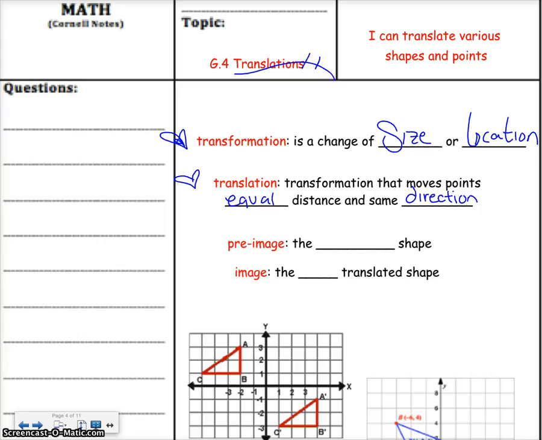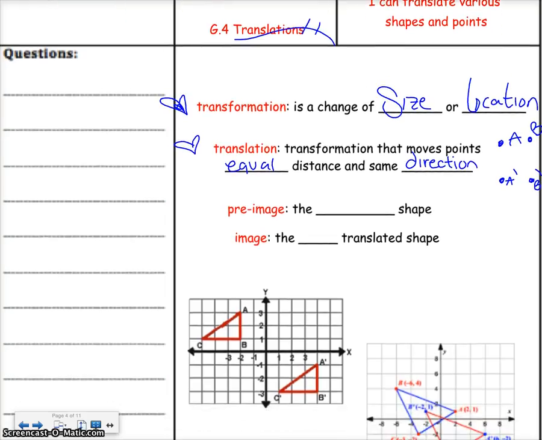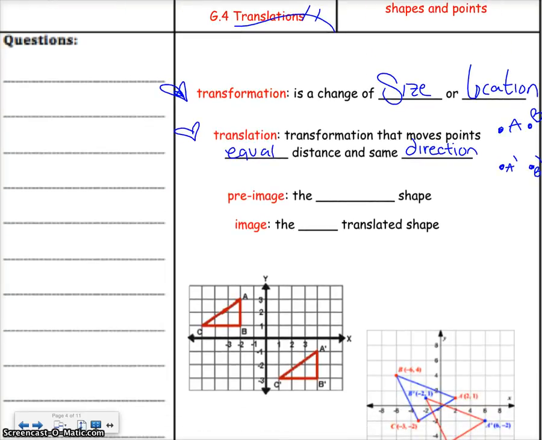Meaning, if I move this point A 3 units down, I'll call it a new A, called A prime, then I would move point B 3 units down as well. Okay, that's what I mean. Same, equal distance, same location. Okay? You need to know some very important vocabulary.